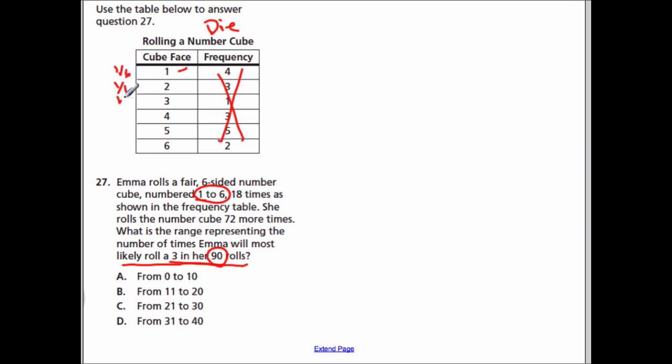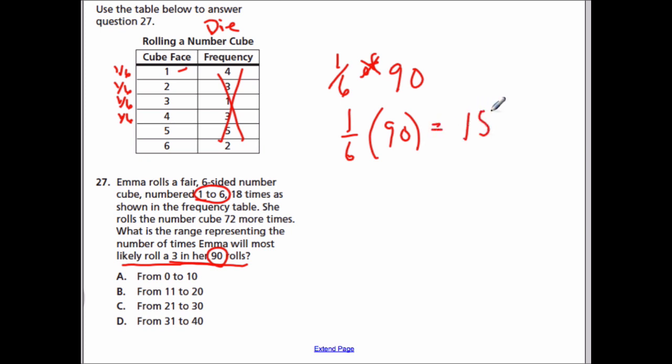Each one of them has a 1 in 6 probability. So out of 90 rolls, the probability of her rolling a 3 was a 1 in 6 chance, so I'm looking at 1/6 of 90. And "of" in math means times, so we're just going to do 1/6 times 90. When you do that, you get 15 as an answer.